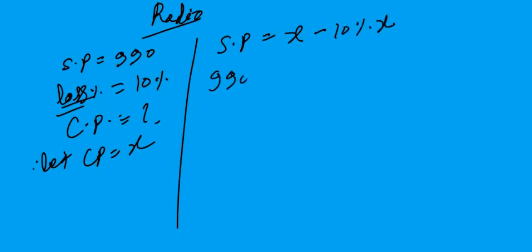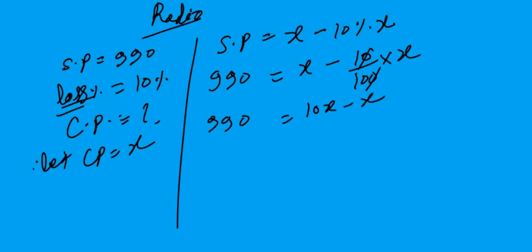So finally 990 is equal to x minus 10 upon 100 x, because 10% will be written as 10 by 100. So we will write 10 upon 100 into x. 0 will be cancelled, 0 0 will be cancelled. So we will get 990 is equal to x, we will take LCM, 10x minus x upon 10. So finally we will get 990 is equal to 9 by 10x.